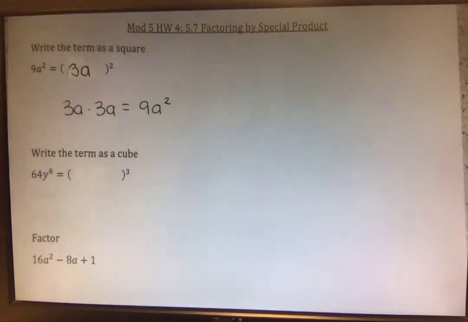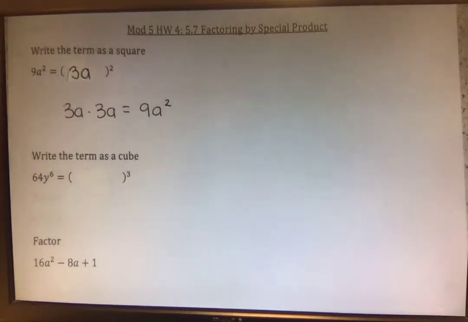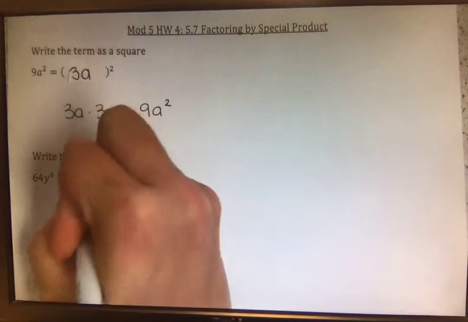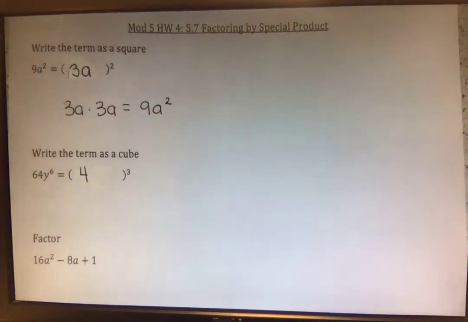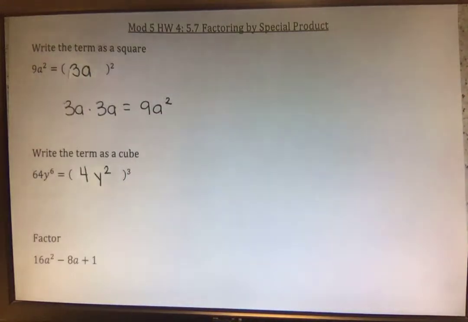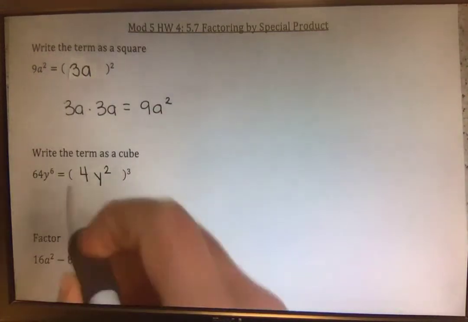This time we're going to write the term as a cube. So what times what times what will give us 64y to the 6th. So I know 4 times 4 times 4, so 4 cubed would give us 64. And I know y squared times y squared times y squared will give us y to the 6th.